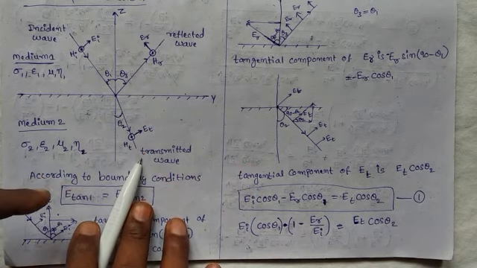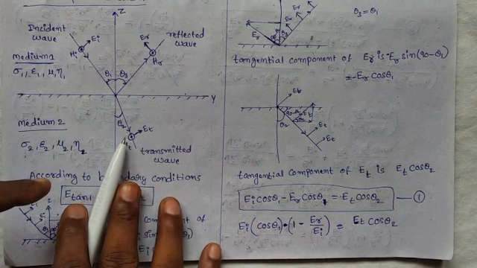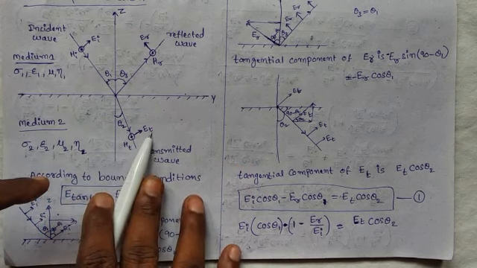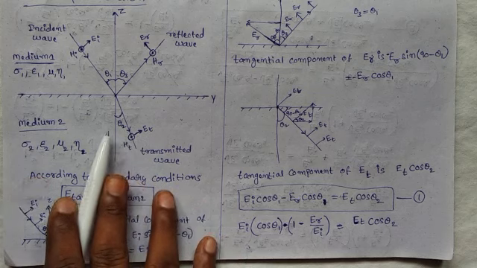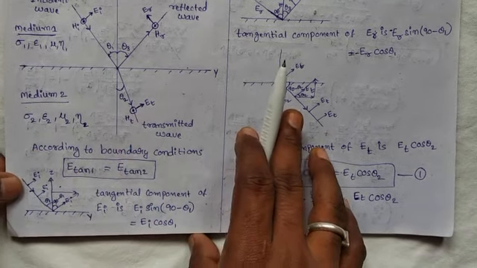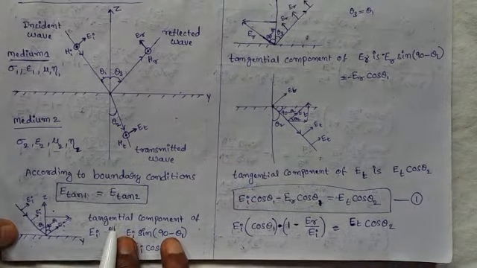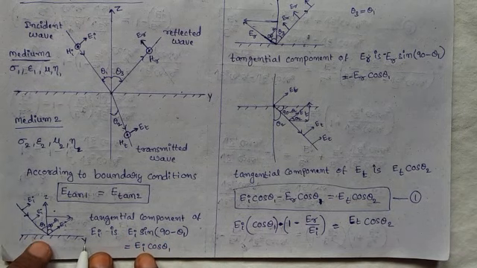Here, the transmitted wave: what is it? E_T into cos theta 2. The angle is theta 2. Here E_T cos theta 2 it is. Here we are determining the tangential component of the electric field. How can we determine it?